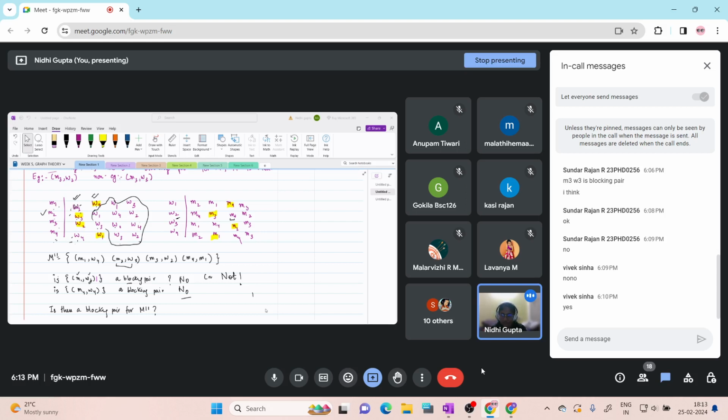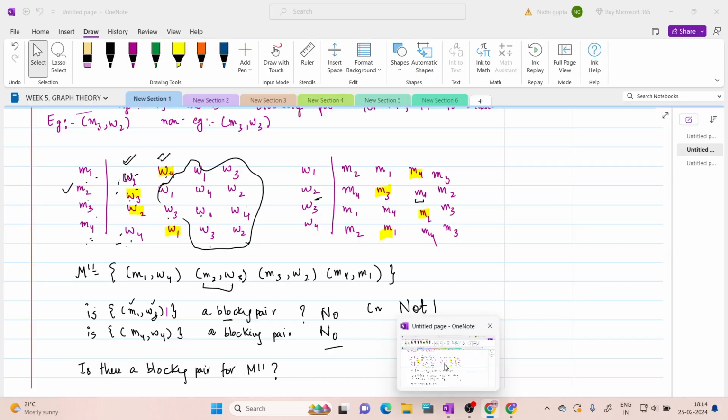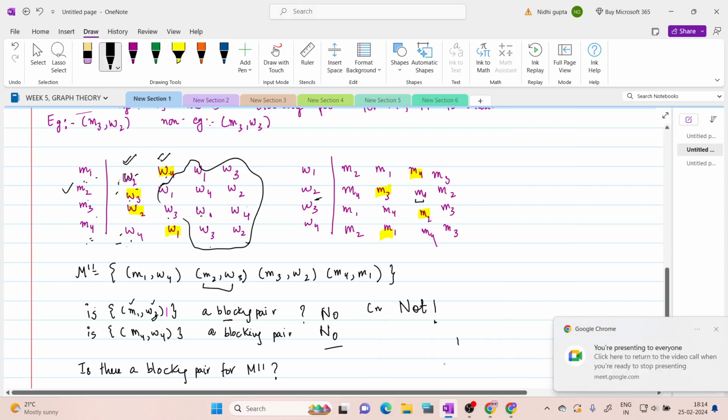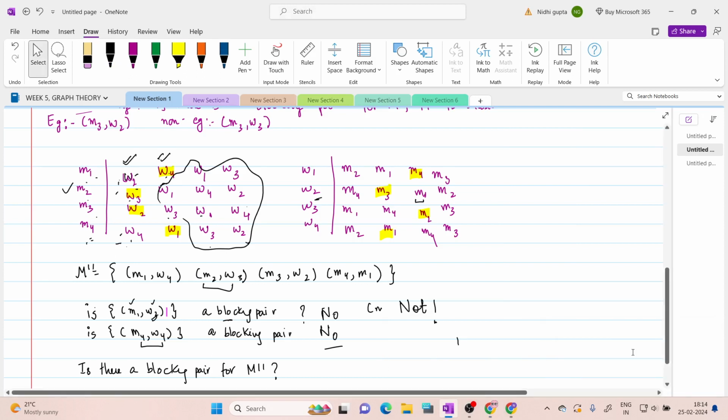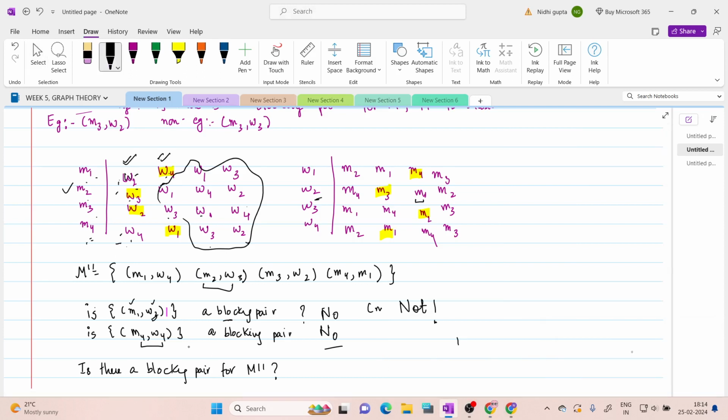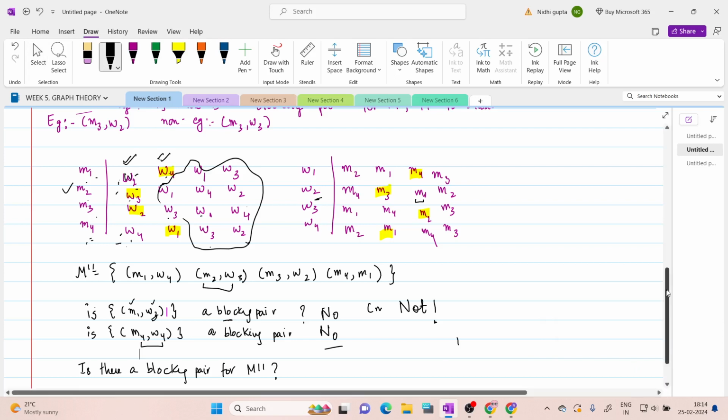Any doubts in this question? Anupam, did you understand the blocking pair? I'm a little bit confused, so I will recall it, then again I will study this. Okay, but you recall the definition, right? Did you understand why M4W4 is not a blocking pair? Actually, I lost the concept, so that is why I am confused. I will revise that again, ma'am.